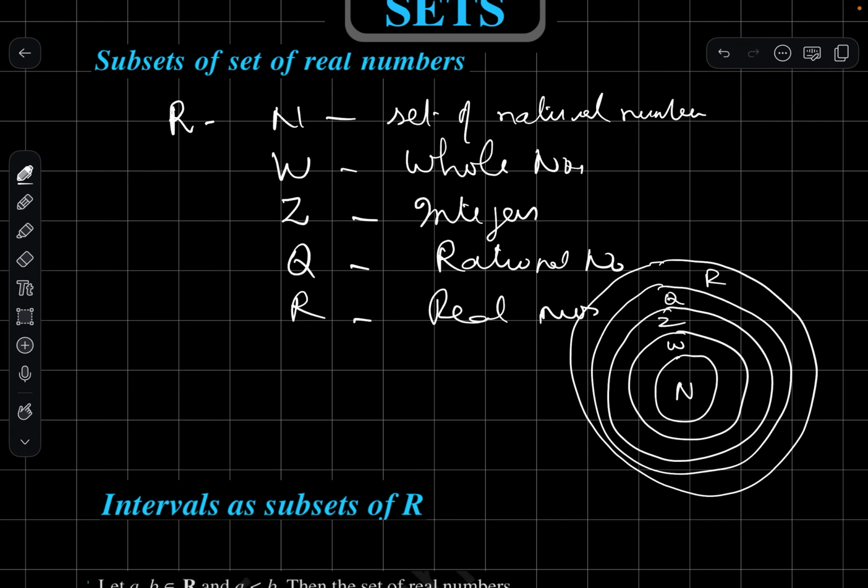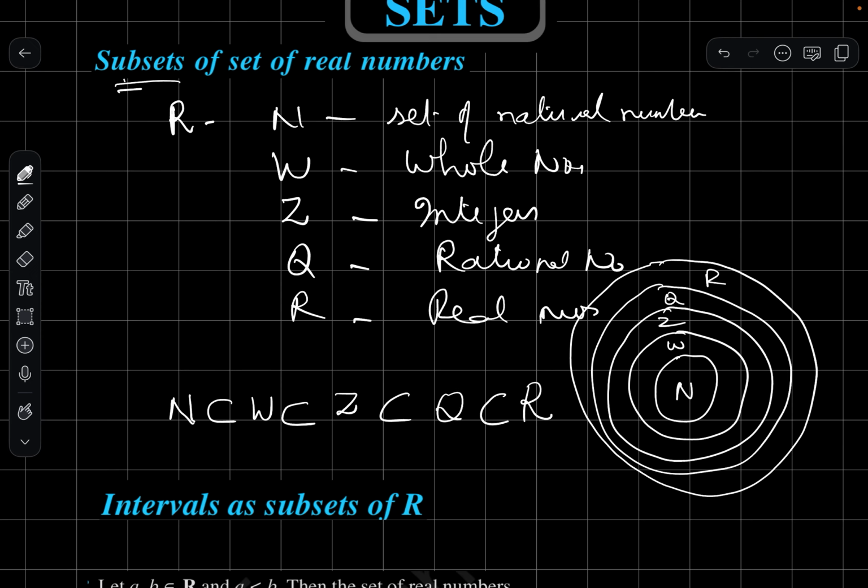Now we can write this using subsets. We are going into the topic of subsets. How will you denote this using subset notation? You see N is inside, it's the first set. So N is the smallest one, a subset of W, a subset of Z, a subset of rational numbers, and this is a subset of R.